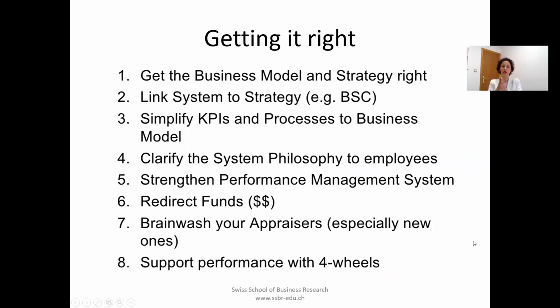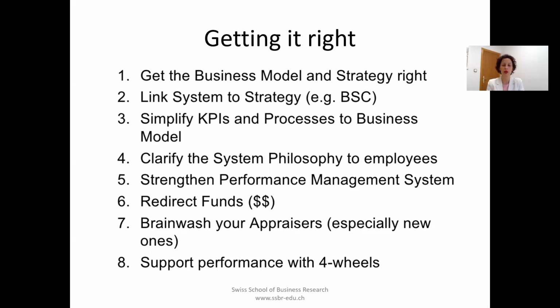So how can we get the performance management right? Well, the first thing we need to do is, of course, and this will happen from the business organization itself, we have to ensure that the business model and the strategy that has been chosen for the organization is the most suitable for the organization's objectives. We have to ensure that we link the system, remember, aligning the system with the business model. And then, of course, we have to ensure that we can simplify the KPIs and the processes to that specific business model.